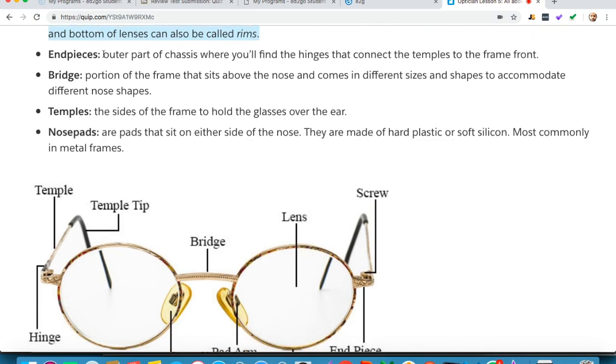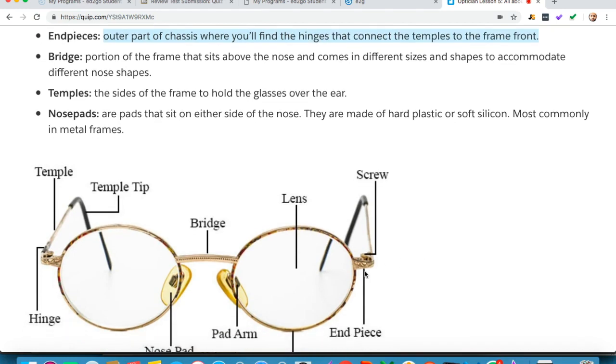End pieces are the outer part of the chassis where you'll find the hinges that connect the temples to the frame front. So these are the end pieces of the chassis.